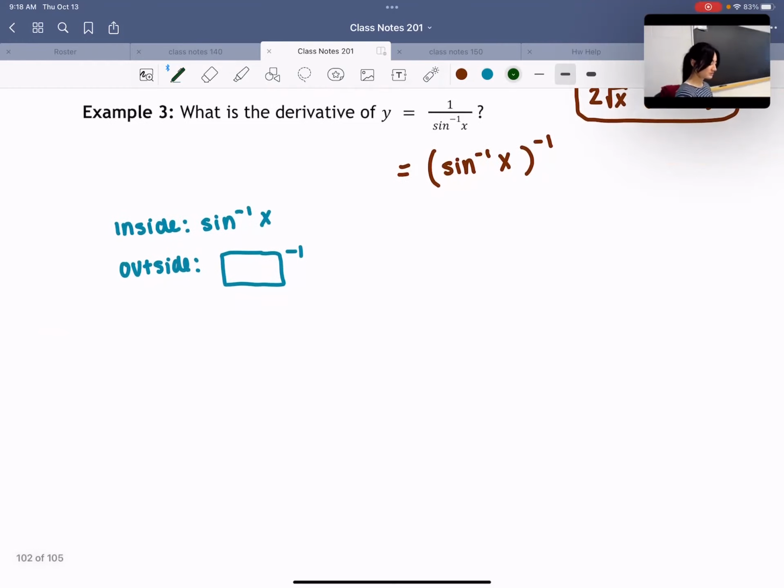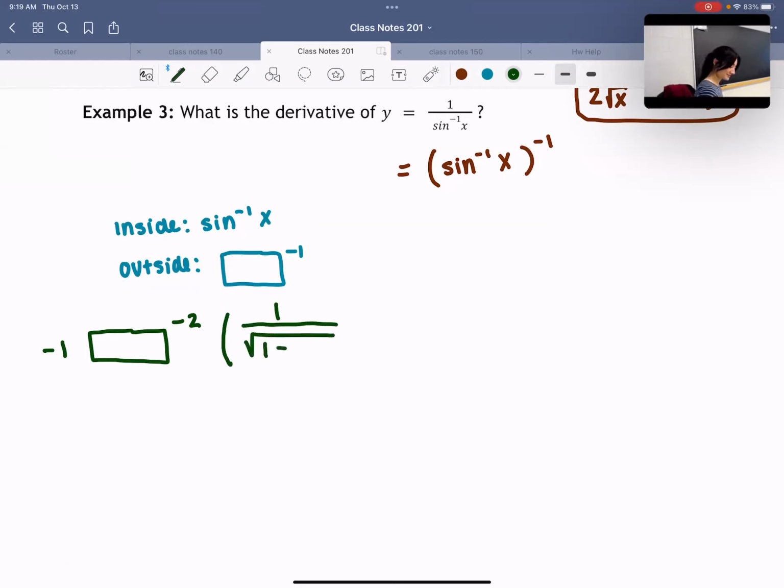What's the derivative of my outside function? -1 block to the power of -2. Perfect. -1, my block, to the power of -2. And then what's the derivative of the inside? 1 over the square root of 1 minus x squared. Good. So that's just the derivative of sine inverse using our chart in the front.